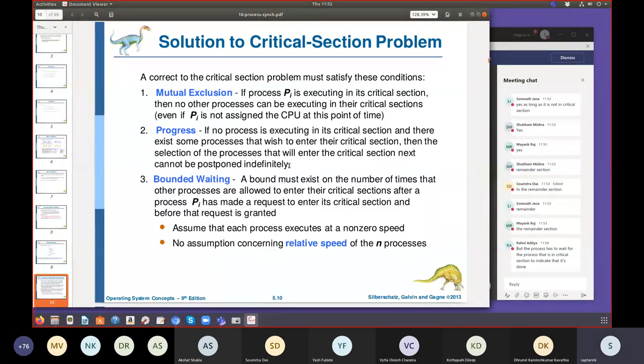Okay. What does this intuitively mean? Suppose there is no process currently executing in the critical section, but there are some processes which want to enter their critical section. Then the design should not be such that those processes have to wait indefinitely. Since no process is currently executing in its critical section, others should not be made to wait indefinitely.